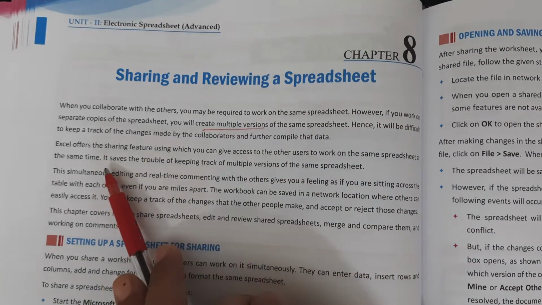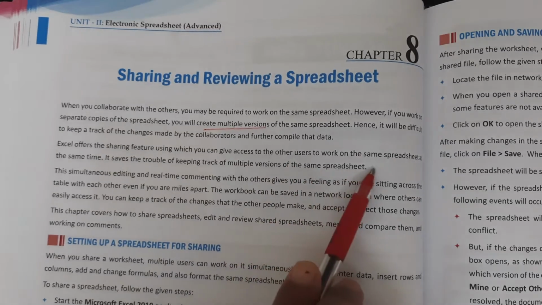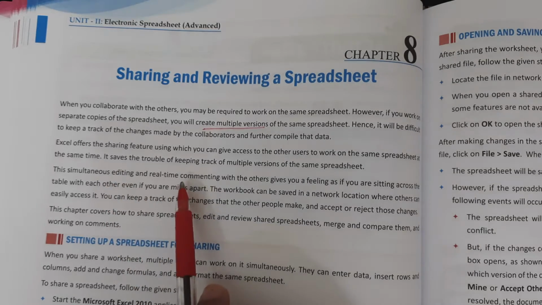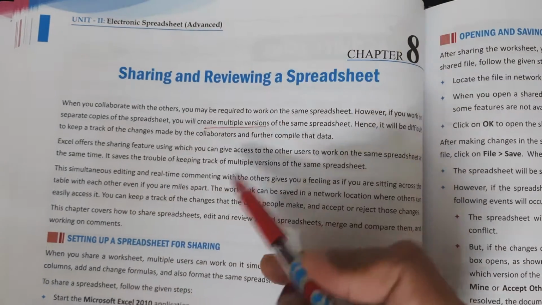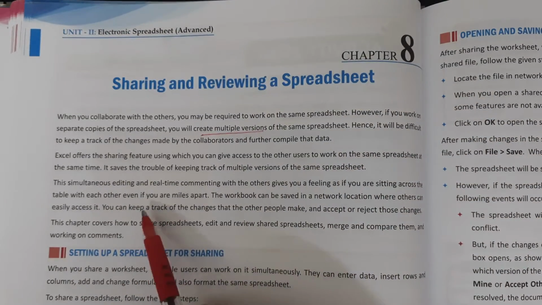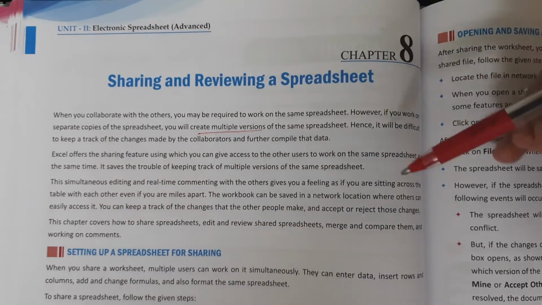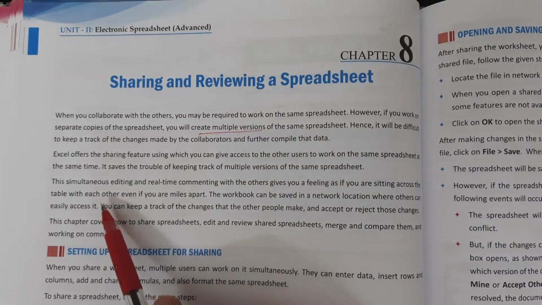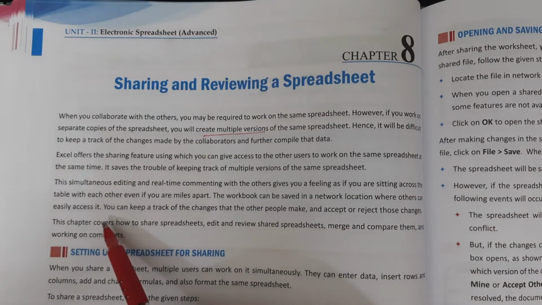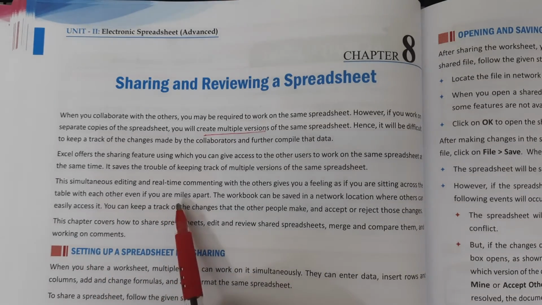So Excel is offering a feature using which you can give access to other users to work on the same spreadsheet at the same time. What will happen with this? It will save the trouble of keeping track of multiple versions of the same spreadsheet. So this simultaneous editing and real-time commenting with others gives you a feeling as if you are sitting across the table from each other. If you are working on the same Excel sheet, it will look like you are working at the same table, even if you are miles apart.